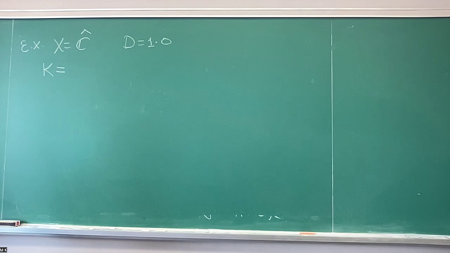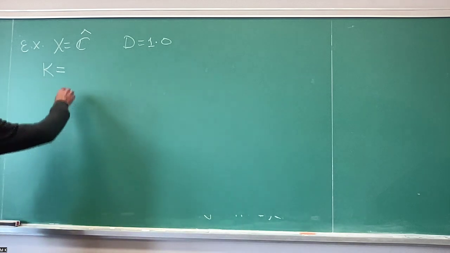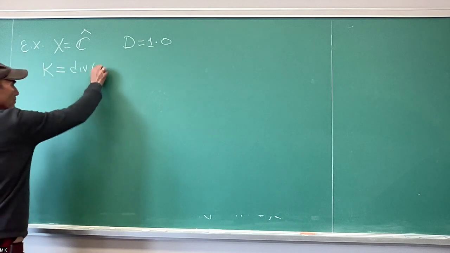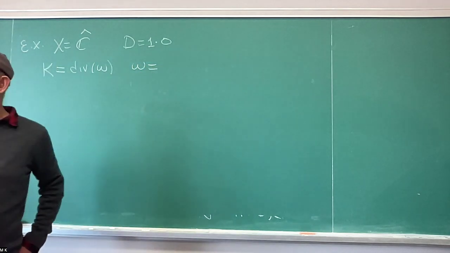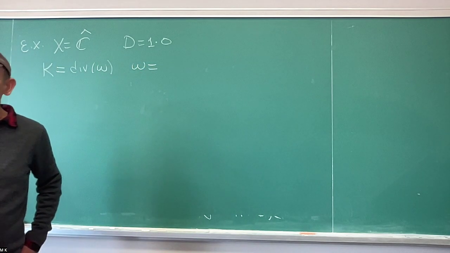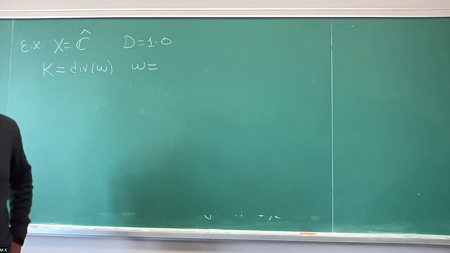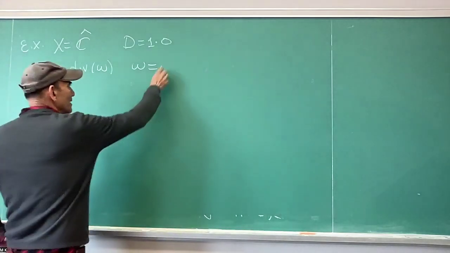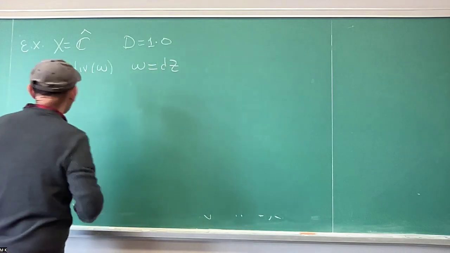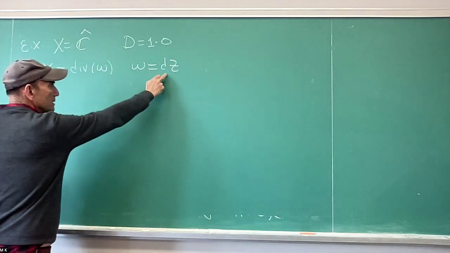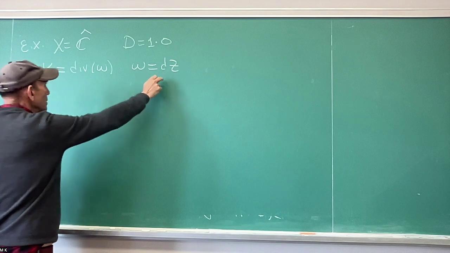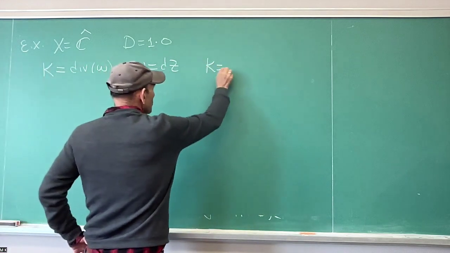You have to choose a meromorphic one form on C hat and take its divisor, and that would be your K. So this would be something like divisor of omega. Let's take the simplest meromorphic one form that we can imagine on C hat, which was dz. Exactly, that's what you meant. So what is this divisor? This guy has only one pole at infinity and no zero, and in fact, K is equal to -2 times infinity.